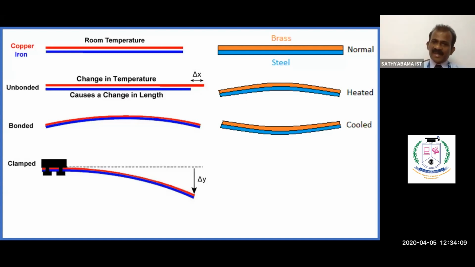Then if you reduce the temperature, you can see the right hand side diagram with brass and steel. The center diagram is heating. During the heating, we get one curve, and on that curve the outer surface is the brass. This brass has the greater coefficient of thermal expansion. Then the last diagram is the cooling one. During the cooling time, that greater-expansion metal must be inside the curve. So this is the bimetallic strip.